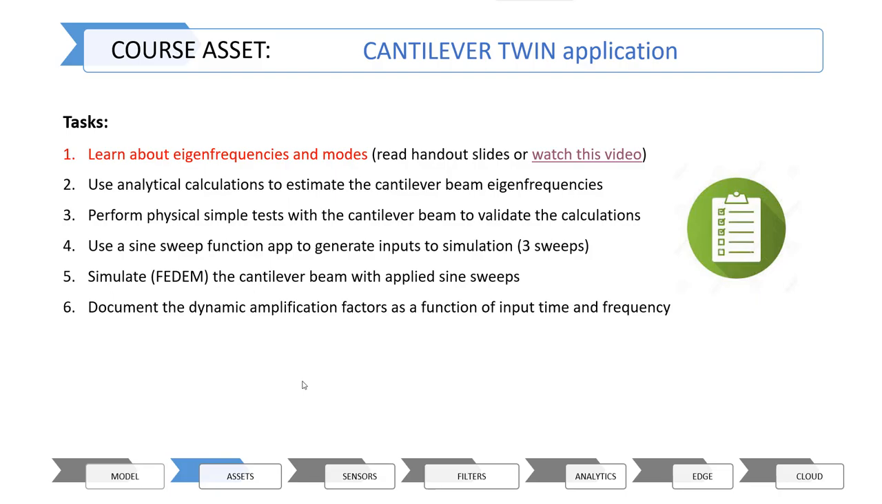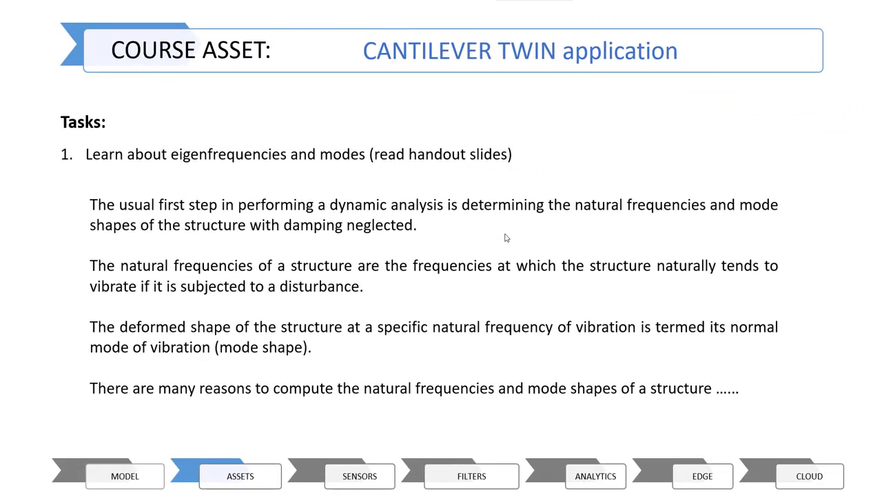That means the basics. The first step in performing a dynamic analysis of a structure is to determine the natural frequencies and mode shapes of the structure, with damping neglected usually. Most finite element solvers provide a modal analysis solver for undamped systems, but some are also providing solvers for damped systems. That means they can calculate complex modes.